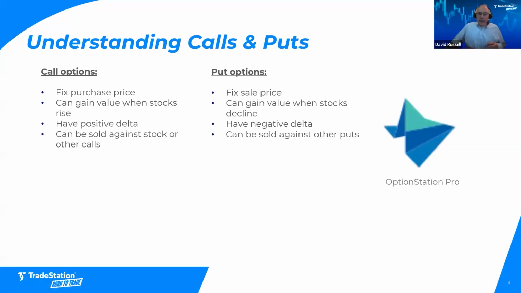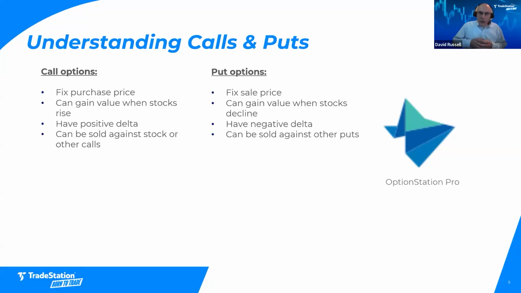All right, so now we're going to get into the fun stuff of options and understanding calls and puts. I think we roughly know that calls are options that can profit from stock prices moving higher. They fix the purchase price. So if the stock rallies up and above the price, then the calls gain value based on that. They have what is called positive delta.